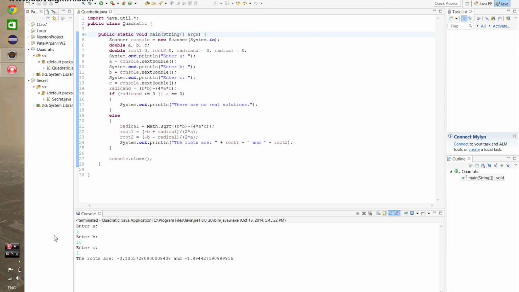Alright, and finally we're going to give you an example where it actually works. So a is going to equal 5, b is going to equal 10, and c is going to equal 1. And it gives you the two roots that it outputs, and they are both correct.